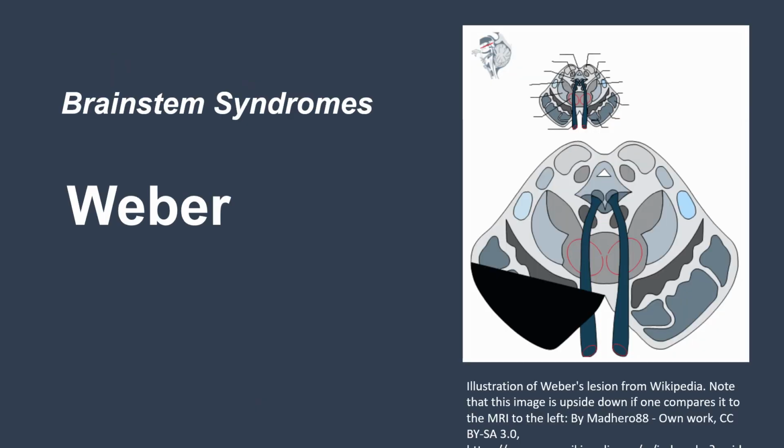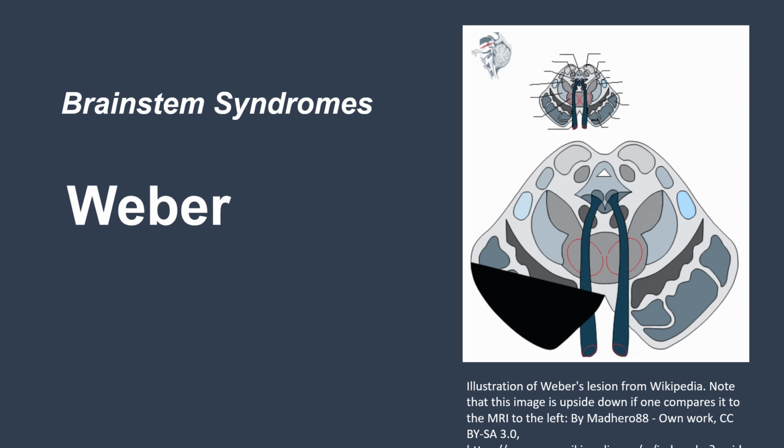Weber syndrome is a neurologic condition caused by a lesion in the midbrain, specifically affecting the cerebral peduncle and the oculomotor nerve, cranial nerve 3. This syndrome is characterized by ipsilateral oculomotor nerve palsy and contralateral hemiparesis.